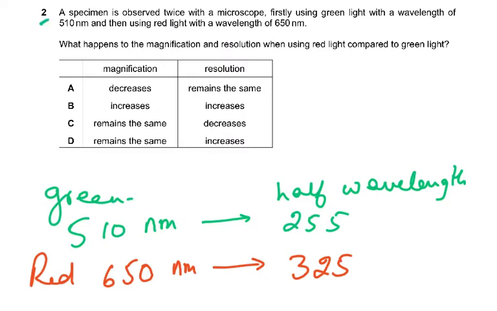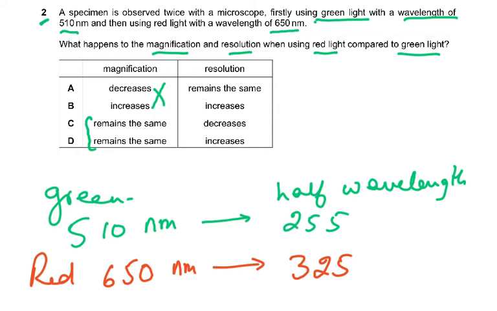Now coming to question number two, a specimen is observed twice with a microscope, firstly using green light with a wavelength of 510 nanometer and using red light with a wavelength of 650 nanometer. What happens to the magnification and resolution when using red light compared to green light? Well, whenever you are using any light, the magnification is going to remain the same. So this was wrong. Magnification is dependent on the lenses that you have.